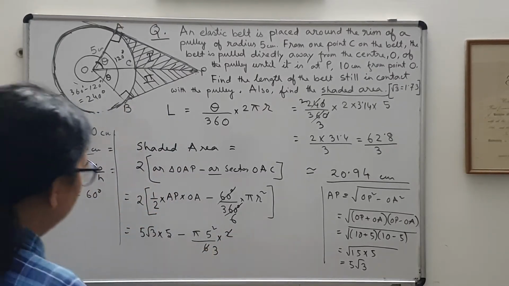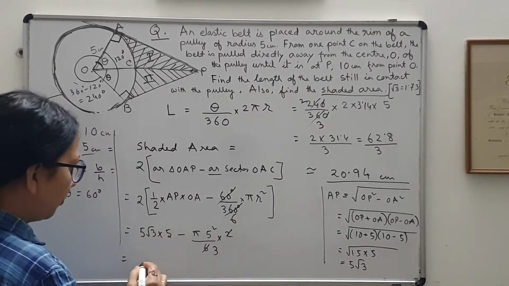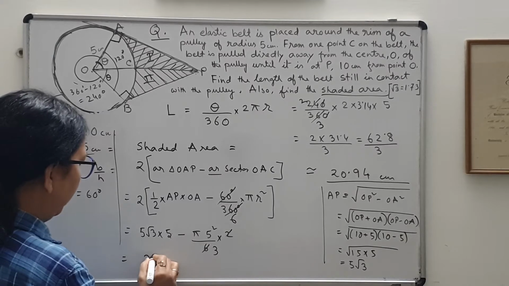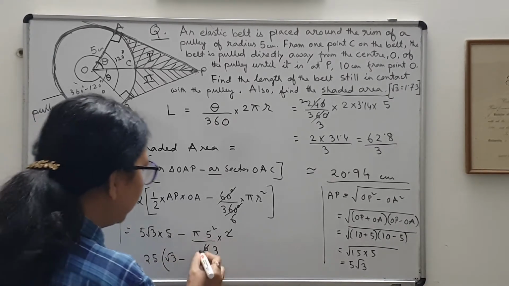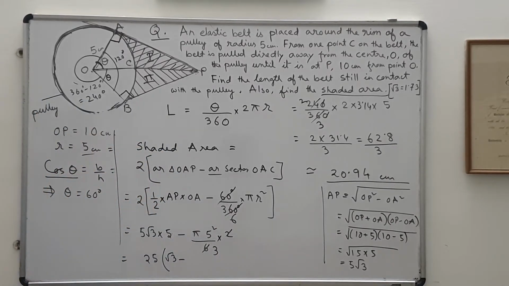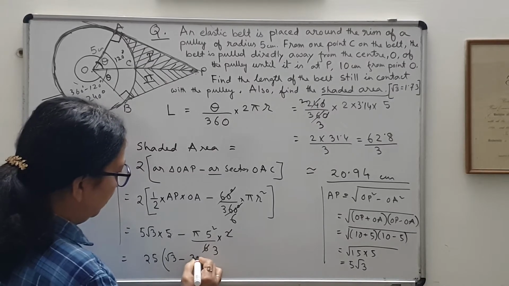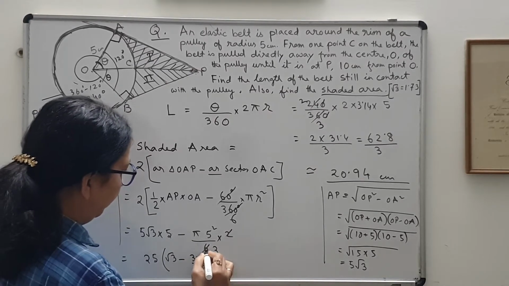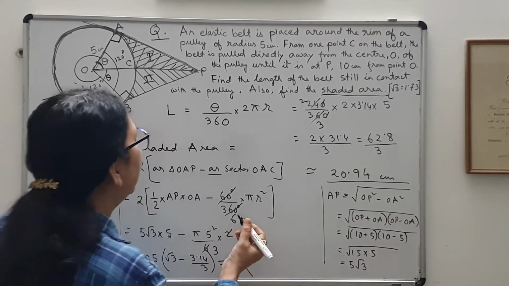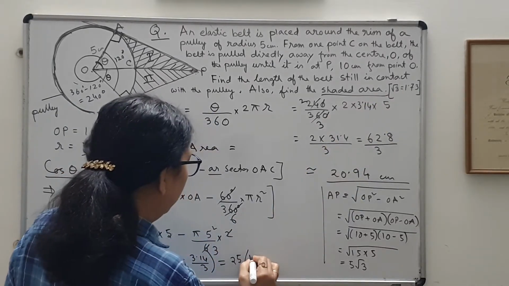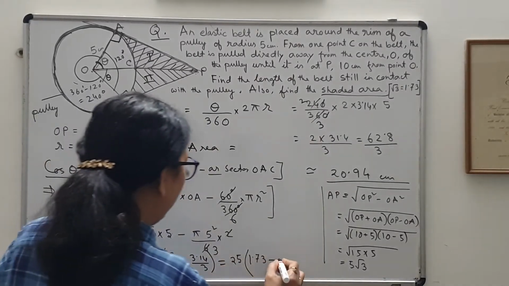Okay. So after that, 5 square I can take common. So 25 I can take common: root 3 minus pi by 3. Now what value of pi will I be taking? I will be taking 3.14, this will be convenient. 3.14 by 3. So it is 25 into root 3, whose value was given to be 1.73, minus, and 3.14 by 3 is approximately 1.05.